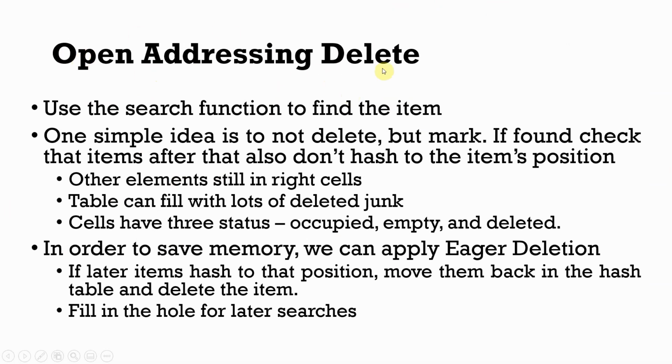For open addressing delete, as mentioned earlier, you use the search function to find the item. One simple idea is not to delete but to mark, so flag the location. If found, check that items after that also don't hash to the item's position, right? We just want to make sure that we mark this cell deleted. Other elements are still in the right cells. The table can fill with lots of deleted junk. So that's one of the disadvantages of this deleting method.